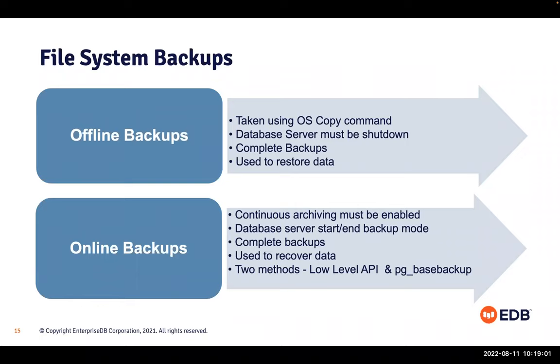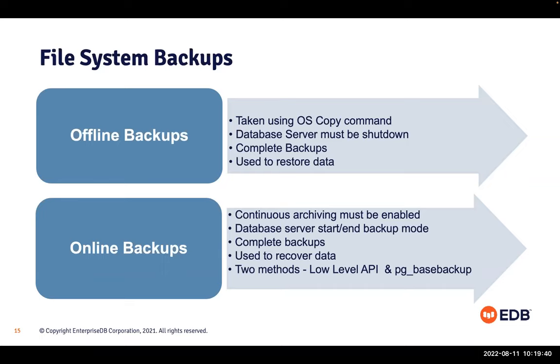Then online backups are again categorized into low-level APIs and pg_basebackup. But before taking the online backups, your database should be in continuous archiving mode. I'll show you what parameters you have to set in PostgreSQL for continuous archiving. Your archive mode should be on, and you should have a separate archive destination. I'll show you the best practices for backups in my coming slides, and also discuss pg_dump and point in time recovery.